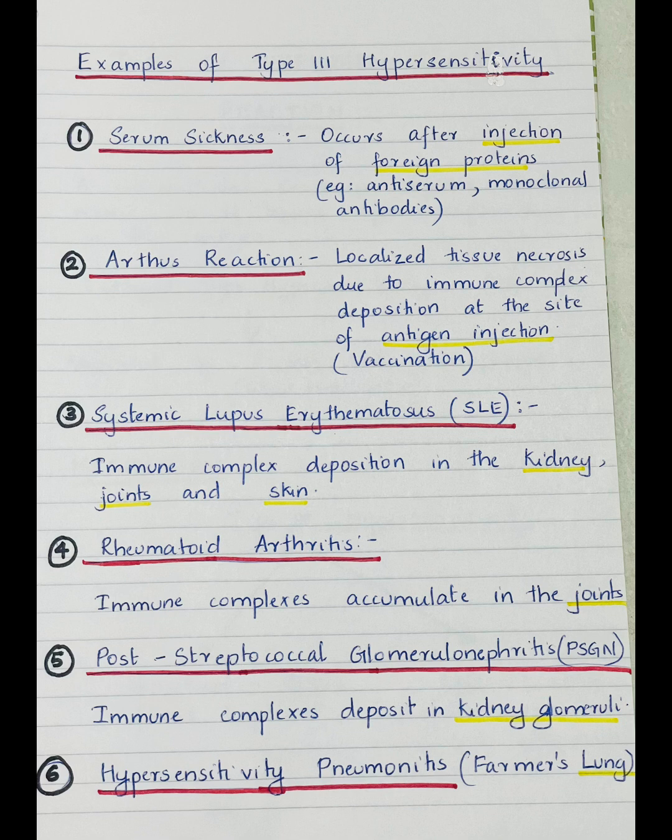Hypersensitivity pneumonitis is also known as farmer's lung. It is caused due to repeated inhalation of organic antigens like moldy hay and bird droppings. It results in immune complex deposition in the lungs. So this is all about type 3 hypersensitivity.